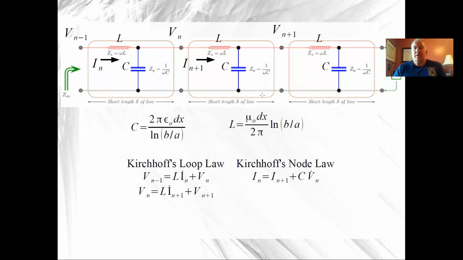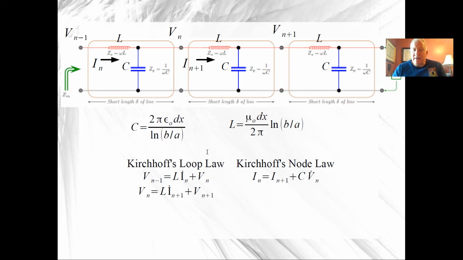Back in chapter 2, actually 1 chapter ago, we found that the capacitance was equal to 2 pi epsilon naught times dx over the natural log of b over a. And the inductance equals mu times the length of the inductor over 2 pi, times the natural log of b over a. Once again, don't forget, A is the radius of the inner conductor and B is the radius of the sheath.